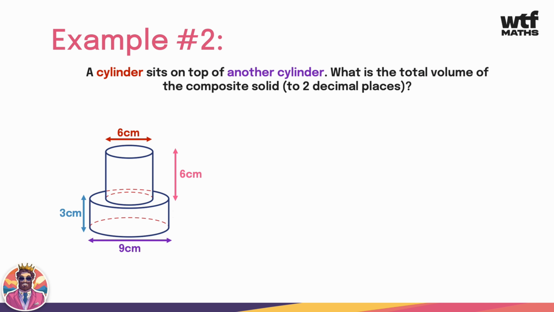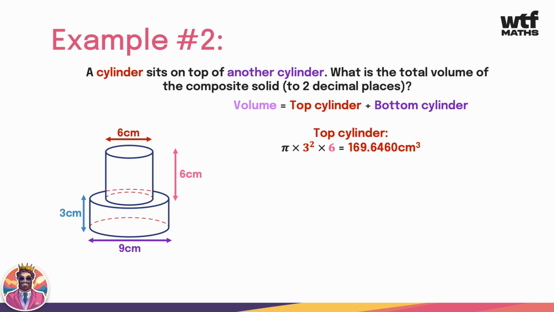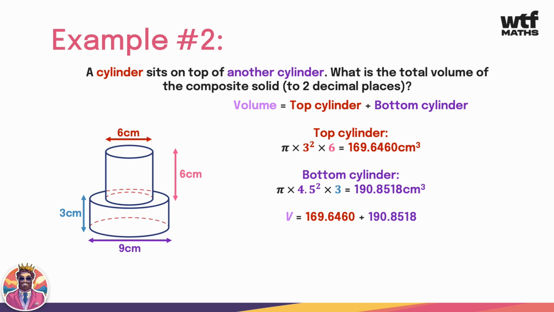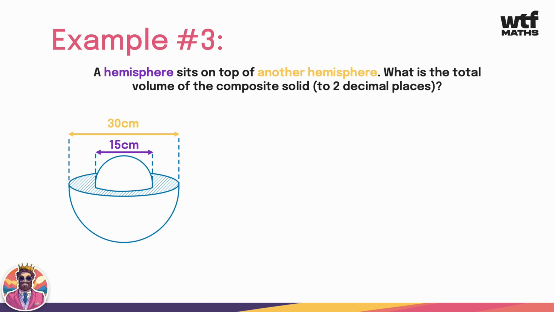Okay, example number 2. A cylinder sits on top of another cylinder. What is the total volume of the composite solid to 2 decimal places? So again, all we have to do is find the volume of the top cylinder and add the volume of the bottom cylinder. So the top cylinder is going to be pi times 3 squared times 6. And then the bottom cylinder is going to be pi times 4.5 squared times 3. And so then we just add our answers together and we will get a grand total of 360.50 centimeters cubed.